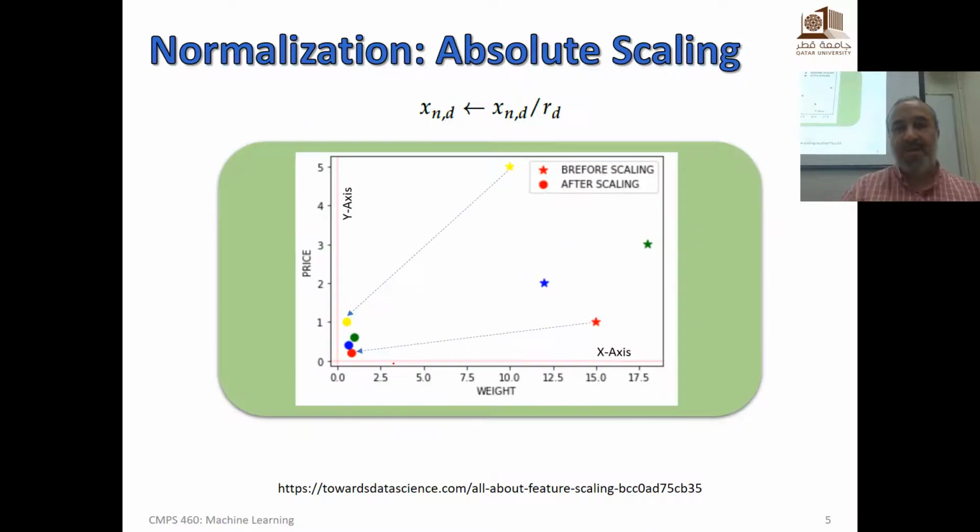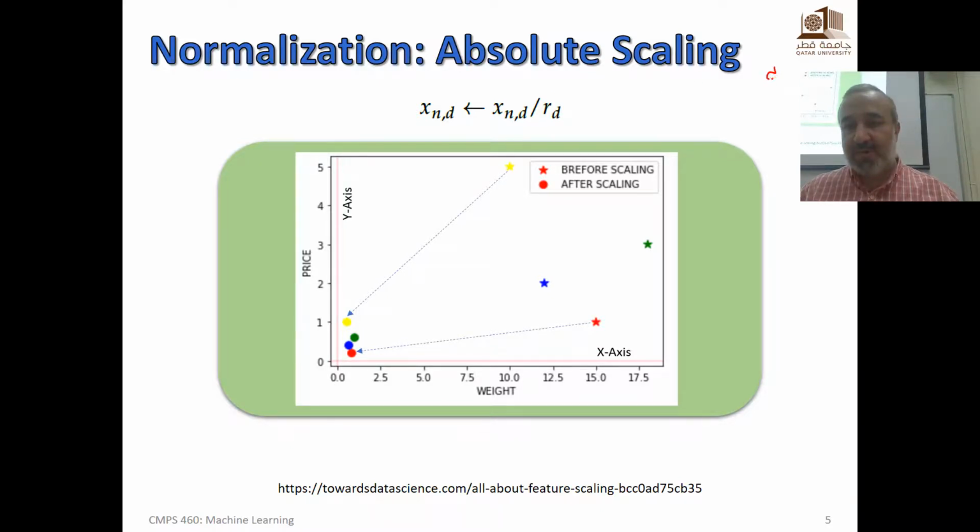Right. The fourth one is called absolute scaling. This is easy. Easier than the previous ones. What do we mean by absolute scaling? We just divide the value of the feature by the maximum value of the feature. So RD is the maximum value within that feature.